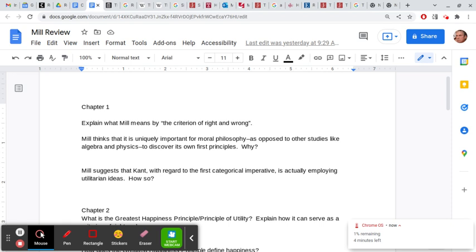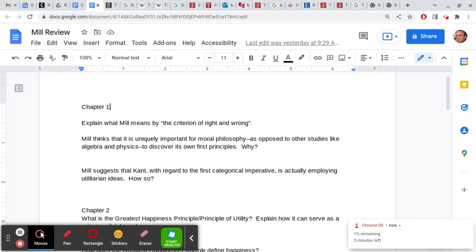Mill suggests that Kant, with regard to the first categorical imperative, is actually employing utilitarian ideas. How so? Well, you just have to look for his mention of Kant. I won't even say any more than that, because he explains it much better than I could possibly say. But look at his mention of Kant in chapter 1.